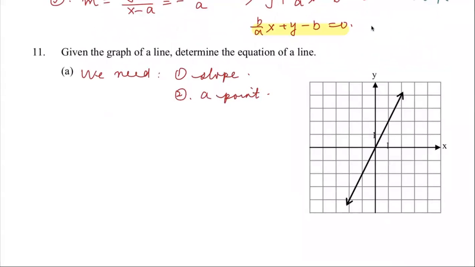If we have these two pieces of information, we can determine the equation of a line by using point slope form, right? So now this question is not only testing us on point slope form, it's also testing whether we can find the necessary information from the graph. Okay, so a point, let's find the point first. A point is easy, right? We can find any point.